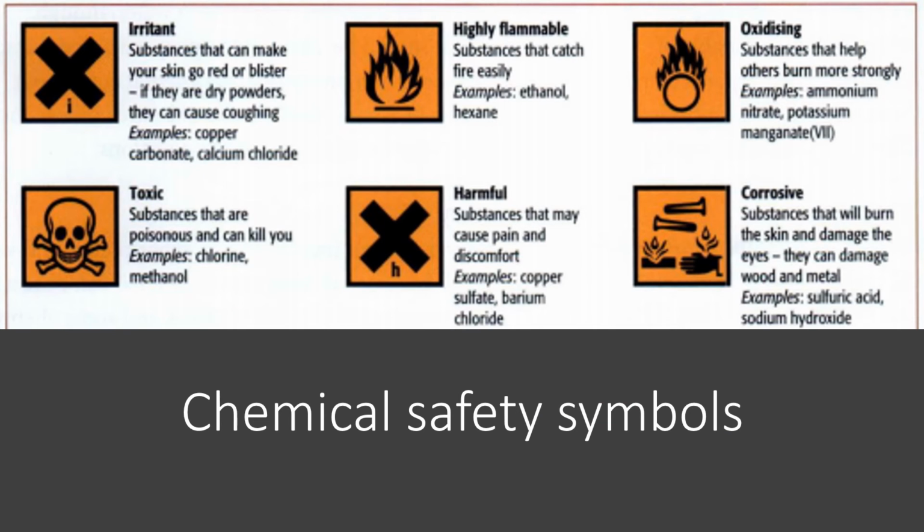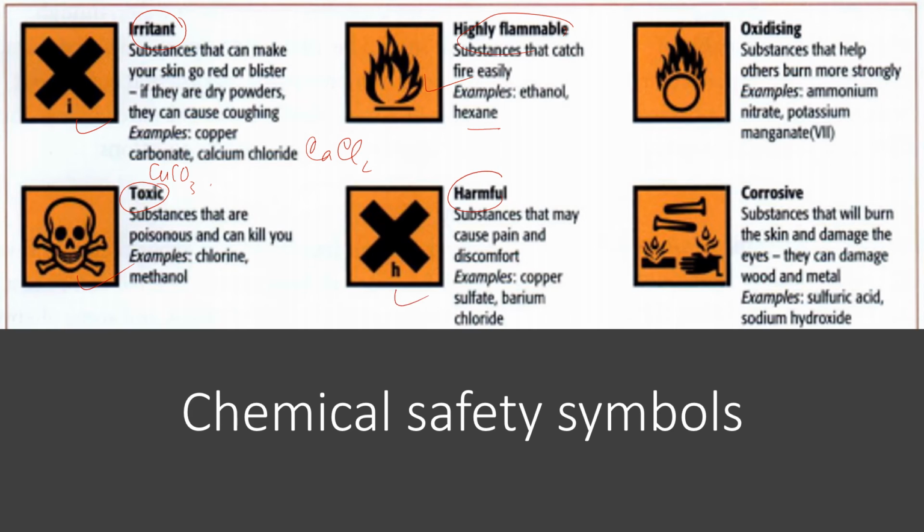The chemical safety symbols, you have irritant, substances that can make your skin go red or blister. If they are dry powders, they can cause coughing, for example copper carbonate, CuCO3, and calcium chloride, CaCl2. Toxic, highly flammable, catch fire easily. For example, ethanol and hexane.